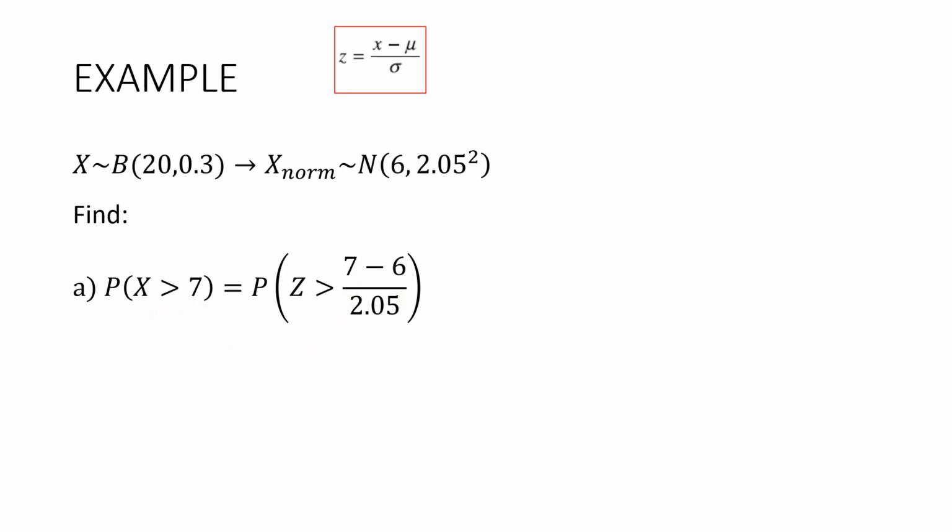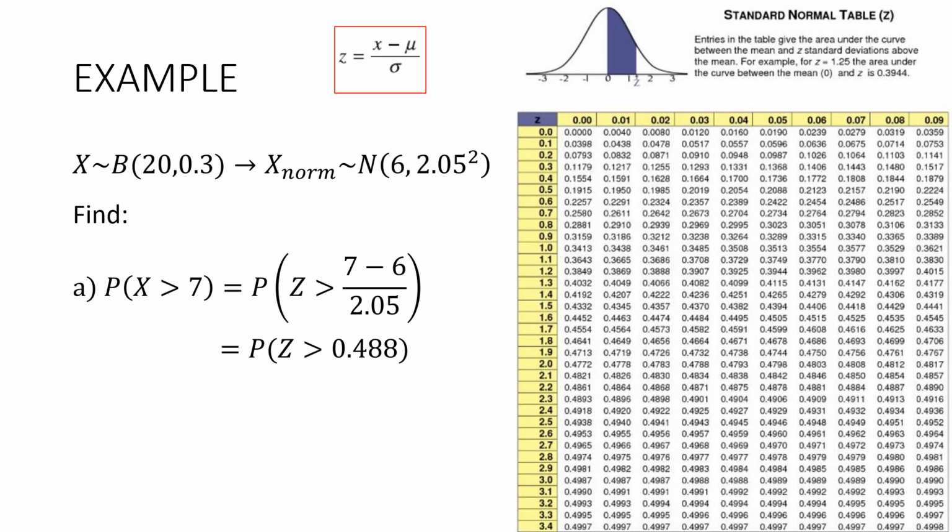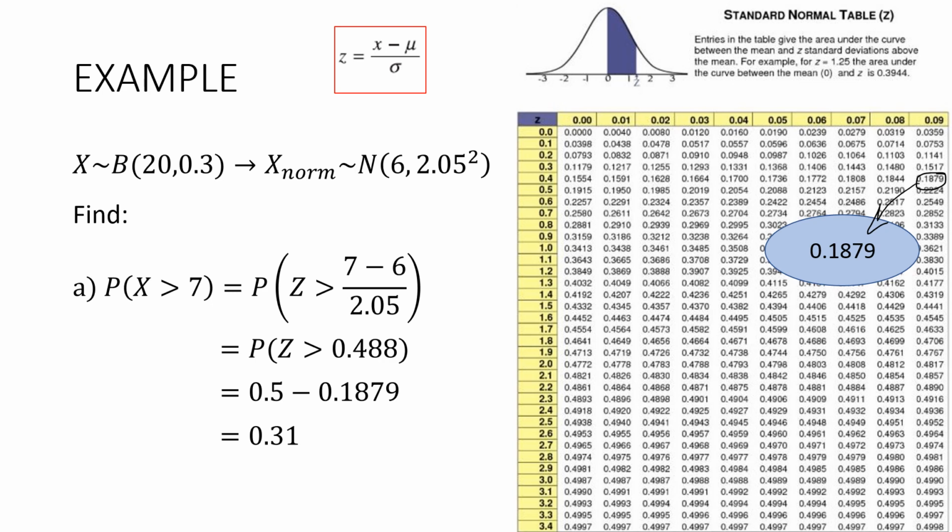Let's work this out. We have z is greater than 0.488, and we're going to need to go to tables. So looking up 0.49, which is along here, that's going to give us that part there. So to get the bit in here, which is what I want, greater than 0.488, I'm going to need to do 0.5, take away this number, which is 0.31.